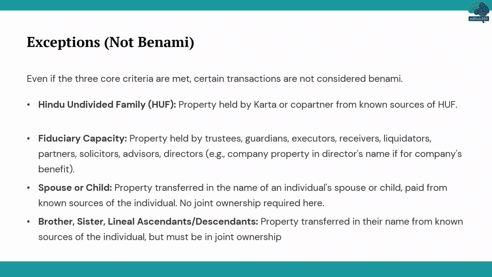Furthermore, property transferred in the name of an individual's spouse or child, paid from known sources, is not considered Benami, and notably, joint ownership is not required here. Lastly, property transferred in the name of a brother, sister, or lineal ascendants/descendants from known sources is also exempt, but only if it is held in joint ownership.